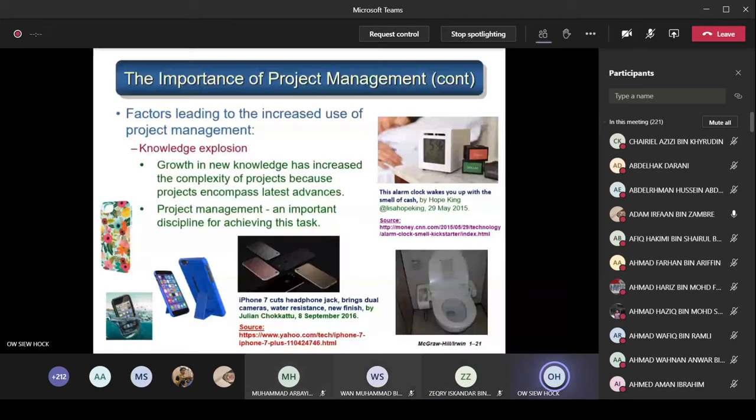So because of this knowledge explosion, you have to apply project management. You can see, the last time the phone, if you dropped it into water, definitely it's spoiled, right? Do you dare to drop your phone into the water? Now they produce a phone that is waterproof. Even one day I saw a video showing someone drop the phone from very high, and the phone never cracked, you see?